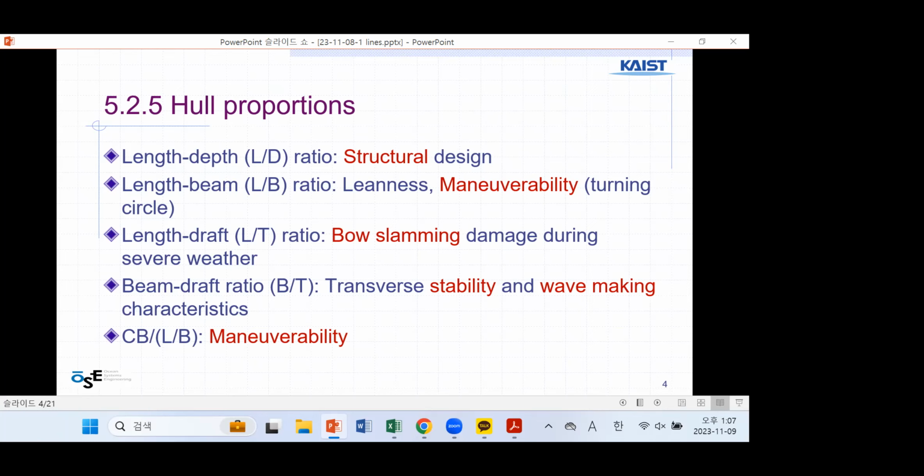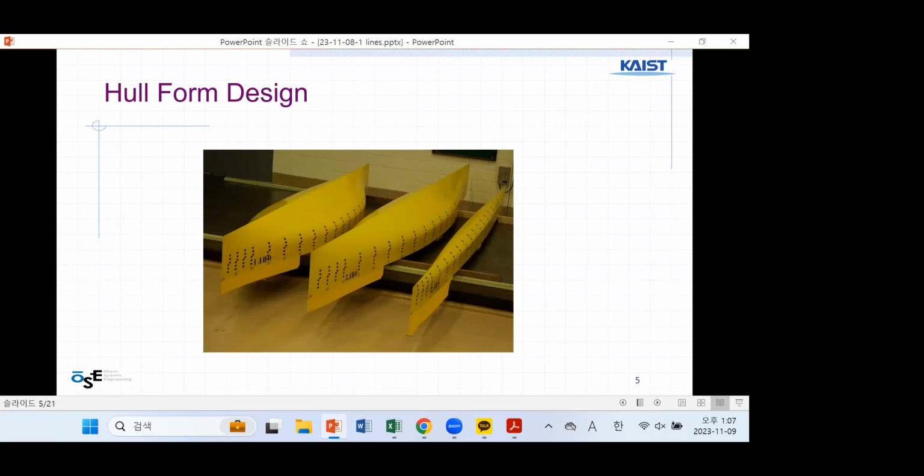When the ship is running, behind the ship there is a wave coming. We call this a Kelvin wave. We'll see it in the later stage, but the ship is making waves. So that is related to beam draft ratio and CB and also related to maneuverability. So hull form, it looks like the same length of three ships, but it has a slender shape and a blunt shape in the middle. So it can be faster and good in waves, but has small volume inside. So cargo capacity wise, it's not.